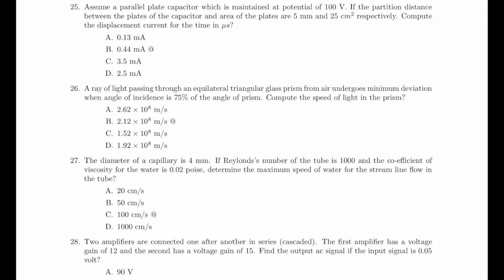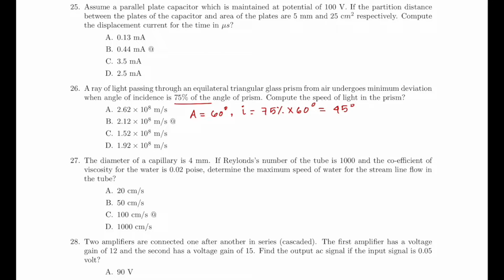So the 26th problem says a ray of light passing through an equilateral triangular glass prism from air undergoes minimum deviation when the angle of incidence is 75% of the angle of prism. Compare the speed of light in the prism. Since the triangle is equilateral, the angle of prism is 60 degrees and the angle of incidence is 75% of 60 degrees, which is 45 degrees.